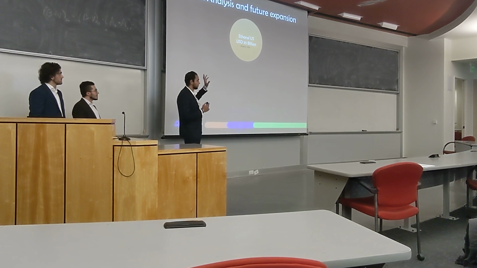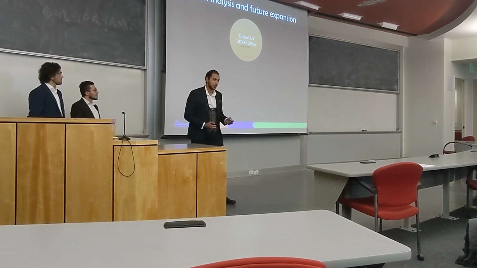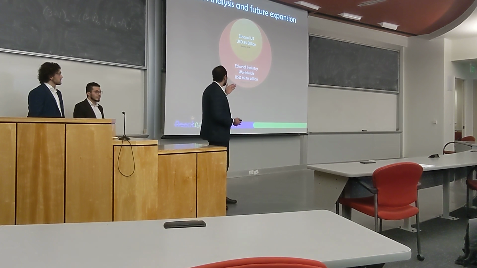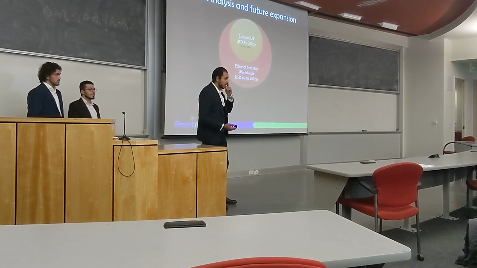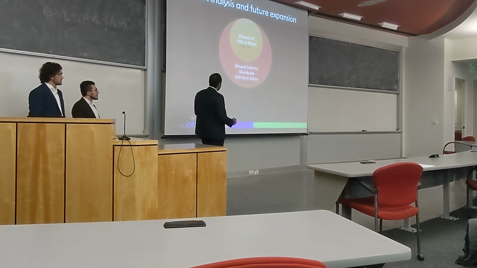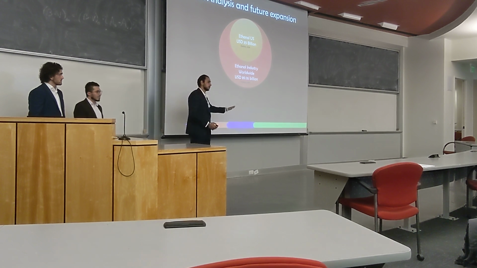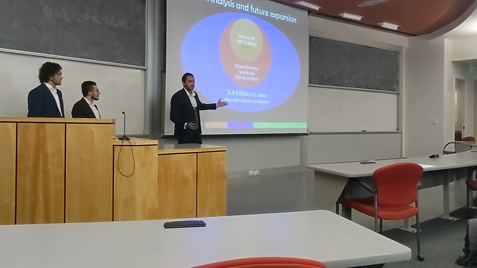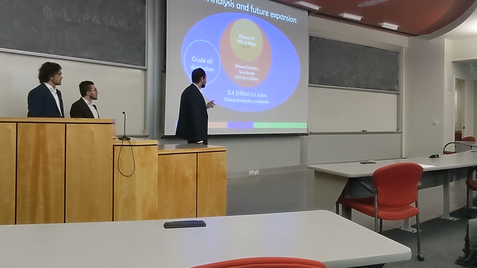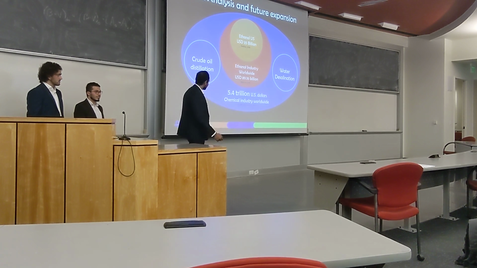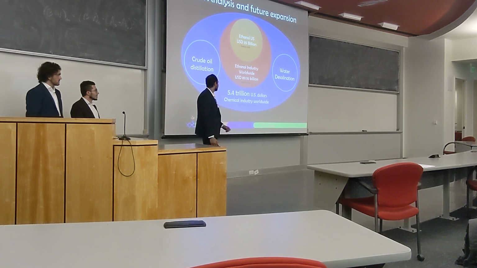So we are intending to monopolize this market and to use it in order to penetrate an even larger market. We intend to go to the ethanol industry worldwide, but we are not only intending to expand vertically, we also intend to expand horizontally. By horizontally, I mean going to other chemical industries, such as crude oil distillation, chemical separation, and water desalination. As we speak today, the chemical industry market segment accounts for $5.4 trillion worldwide.